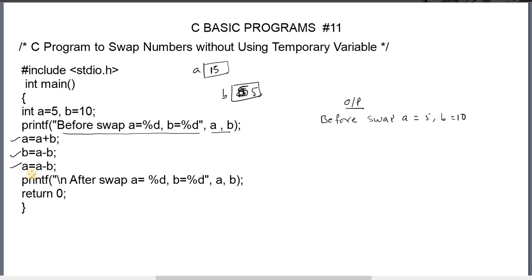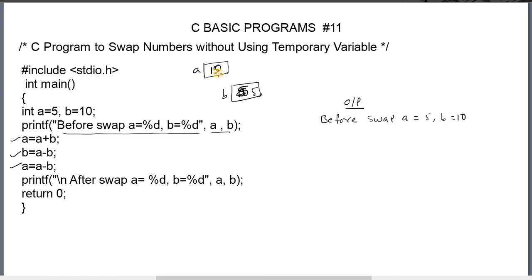Now A will take A minus B. In B, the A value is there actually. In A, the total is there. From the total, if we subtract the A value, we will get the B value in variable A. That is 15 minus 5, we will get 10. That 10 will be stored in A. Now the interchange is finished.